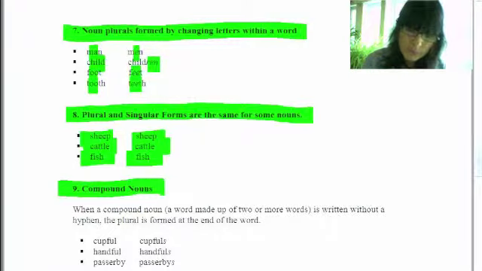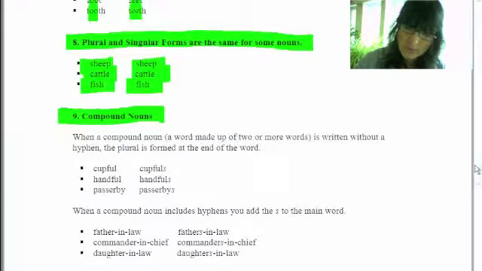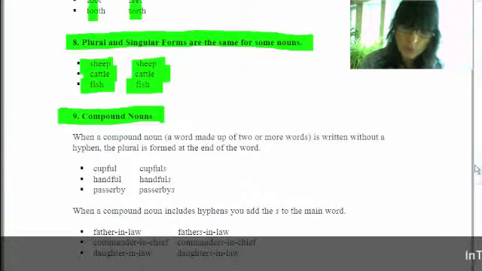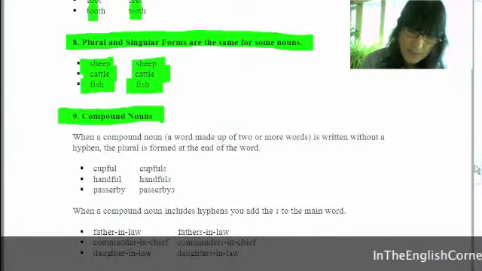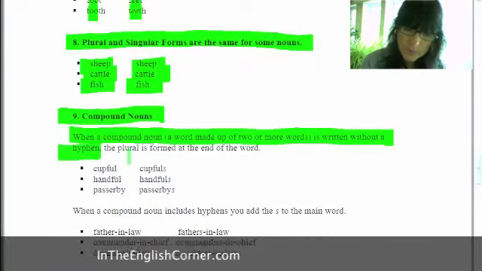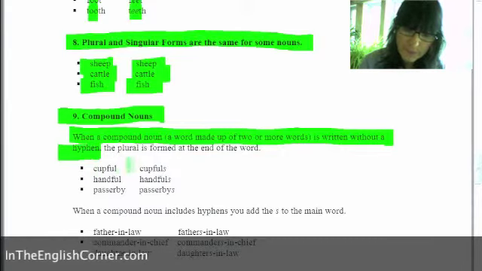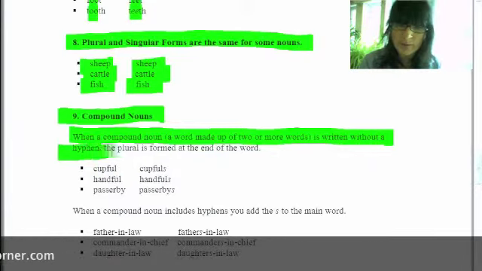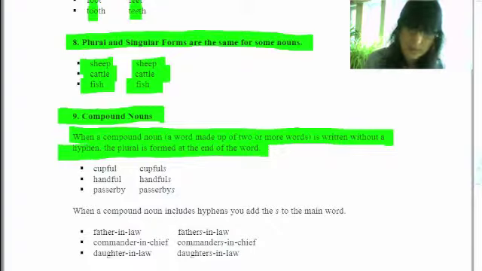The ninth rule, getting close to the end, there are 10 rules to look at. The ninth rule would be compound nouns, and let me explain what that is. A compound noun is a word that's made up of two words. It's one noun that's comprised of two words. So if a compound noun is written without a hyphen, the plural is formed at the end of the word. Okay, that's a lot of wording. It's a little bit confusing.